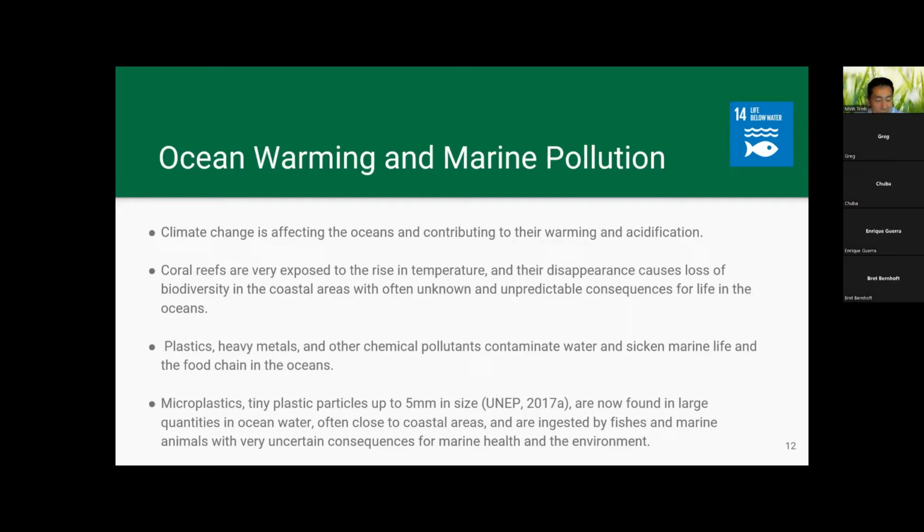Microplastics. Now people are very interested in microplastics. These are tiny plastic particles up to 5 millimeters in size, and they are found in large quantities in ocean water, often close to coastal areas. They're ingested by fish and marine animals, and indirectly by us too when we consume this fish, with uncertain consequences for marine health, but also human health and the environment.